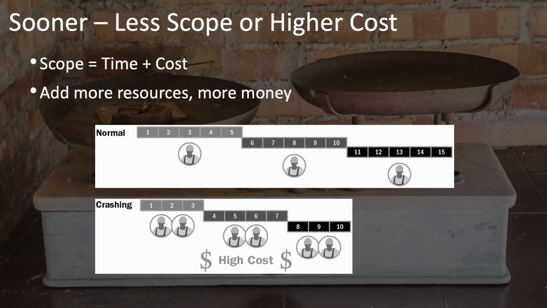One way to complete the project with the same scope, but sooner, is to use what we call crashing, which means adding more resources to the project. In this case, if you doubled the resources, you might think that you could cut the time in half and still spend about the same amount of money on the project. However, in general, adding twice as many resources doesn't quite cut the time in half.